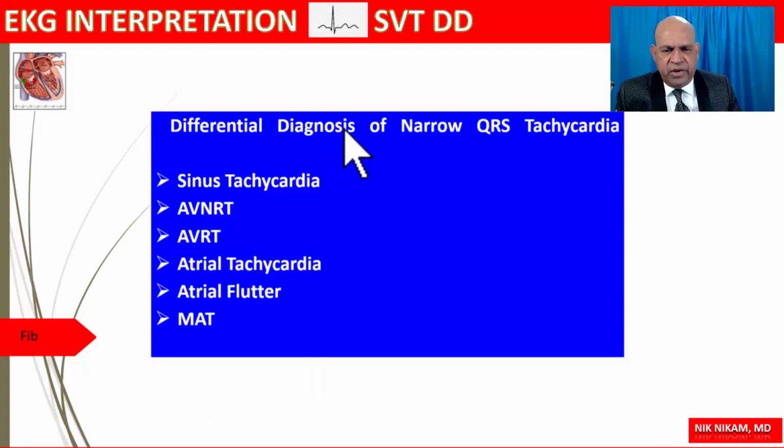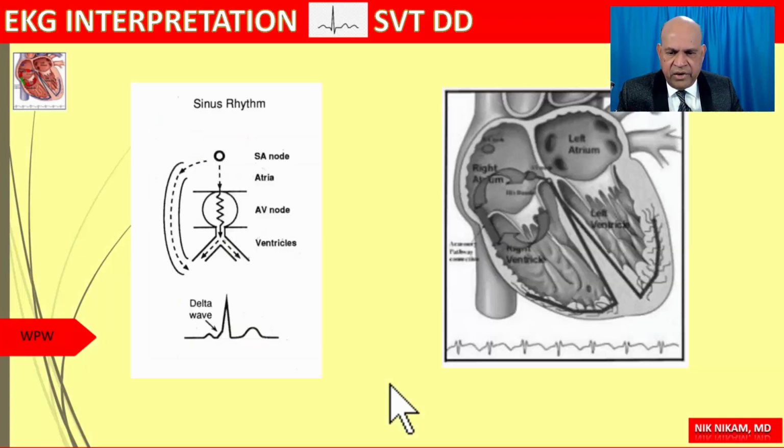Differential diagnosis of narrow QRS tachycardia we've been talking about all through this presentation, namely sinus tachycardia, AV nodal re-entry tachycardia, atrioventricular re-entry tachycardia, atrial tachycardia, flutter, and multifocal atrial tachycardia. Okay, let's talk about some accessory pathway with special reference to WPW.